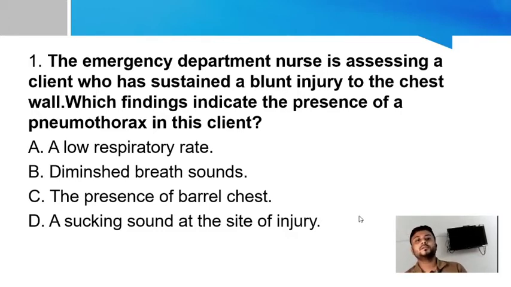So today I will start my first question. First is: the emergency department nurse is assessing a client who has sustained a blunt injury to the chest wall. Which findings indicate the presence of pneumothorax in this client? First of all, if a question comes like this, we have to find out the main points in the question. One is blunt injury, second is pneumothorax.